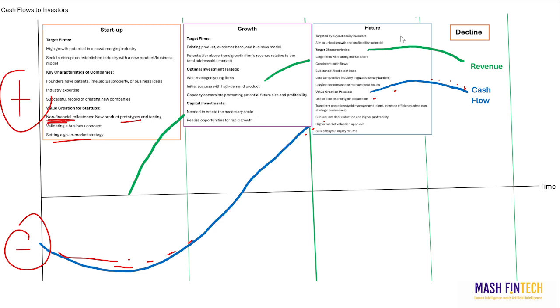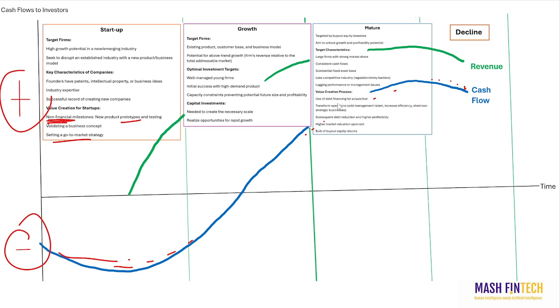for growth. In the mature industries, these are industries that have been in the game for some time, and they target things like buyout equity investors, and they want to unlock growth and profitability potential. These are usually large firms with strong market share. They have consistent cash flow, and they are in some less competitive industries because of regulation or other barriers to enter the market. There are large performance or management issues.